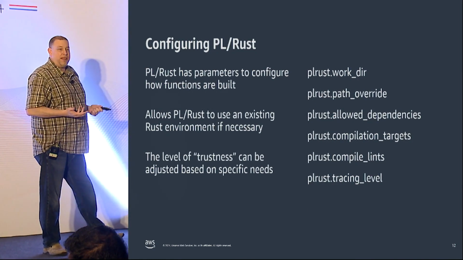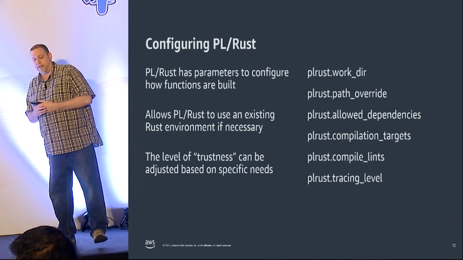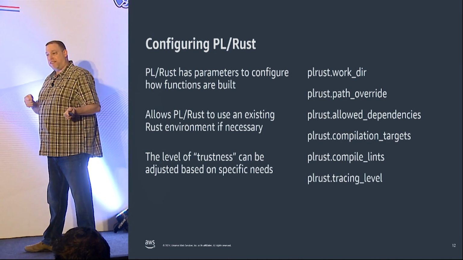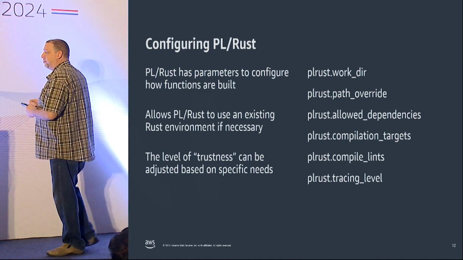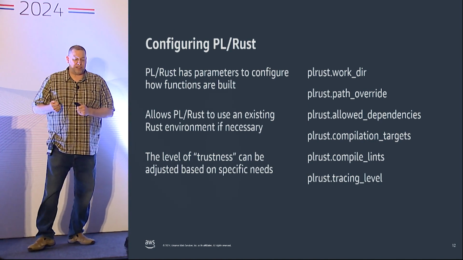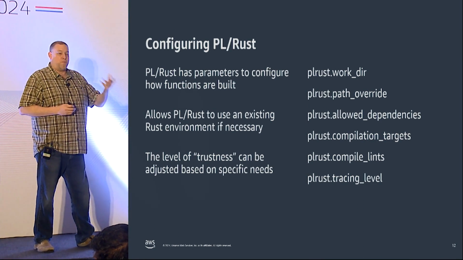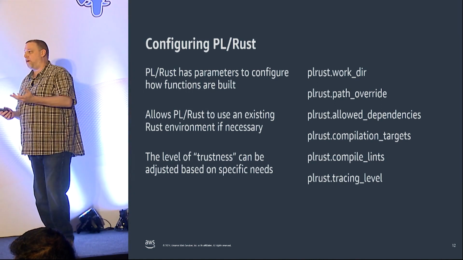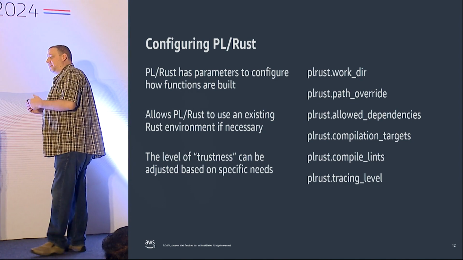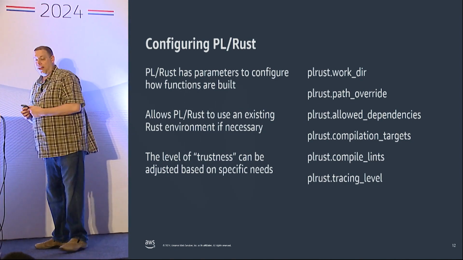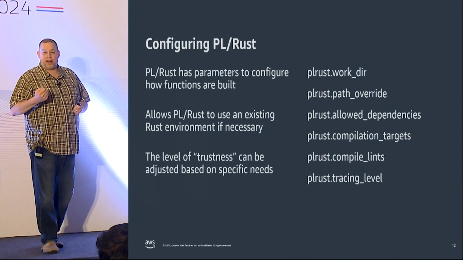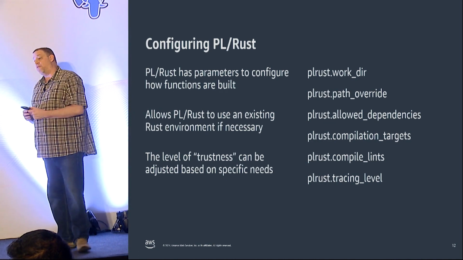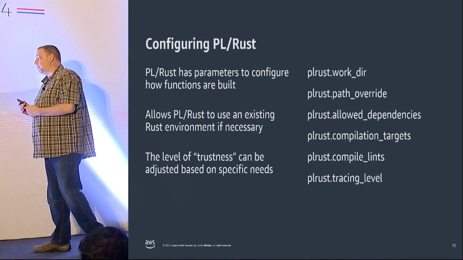But if you're running it on your self-managed instance, you may want to have PL Rust as trusted, but you could run it as an untrusted language too. So there's various configuration options, like workdir, which is where it puts those temporary files while it's being compiled. Allowed dependencies: what can you actually link to? And those compile lints. If you really want to run unsafe code, you could turn off those lints and be able to run full Rust inside of Postgres if you want to.